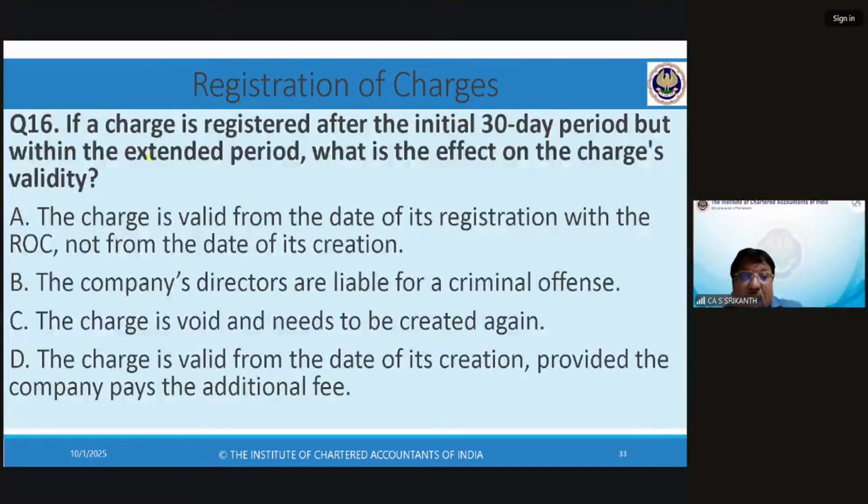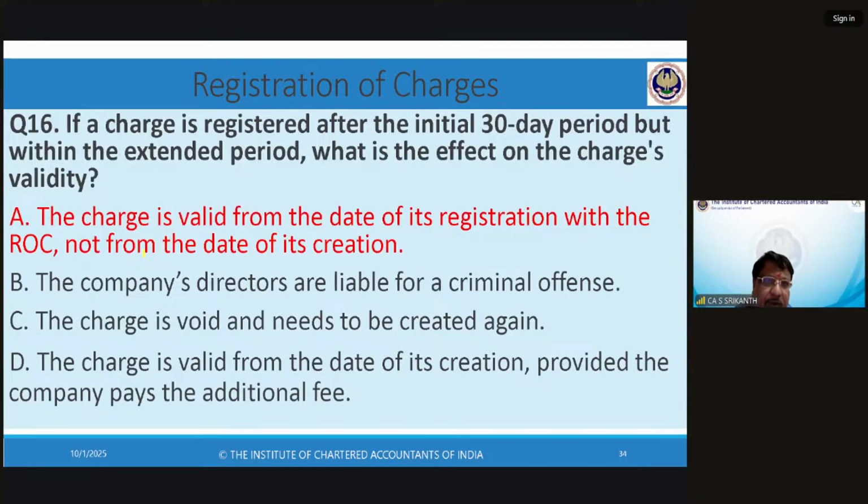Suppose some other charge is not registered in the meantime. Friends, there is only one charge, no other charge was created or registered. You got it belatedly registered. Then D, it is from creation. But if in the meantime a charge has been created and a right has been obtained in the property, this belatedly registered charge will get its validity only from the date of registration, not from the date of creation. So, humbly suggest that A should be the correct answer. But if you still feel D, I will not say no.